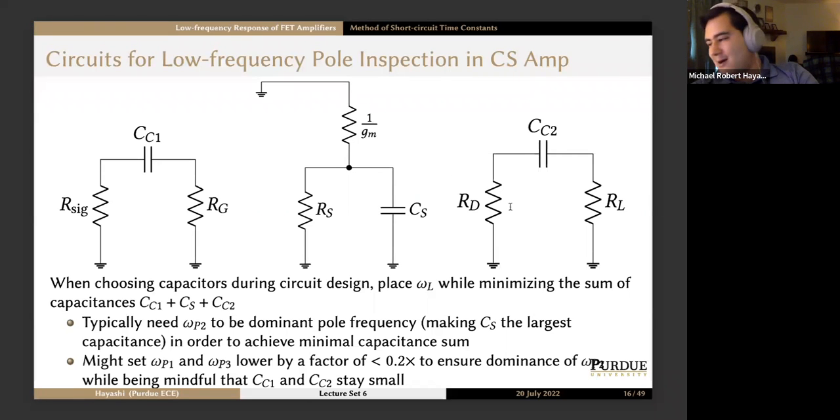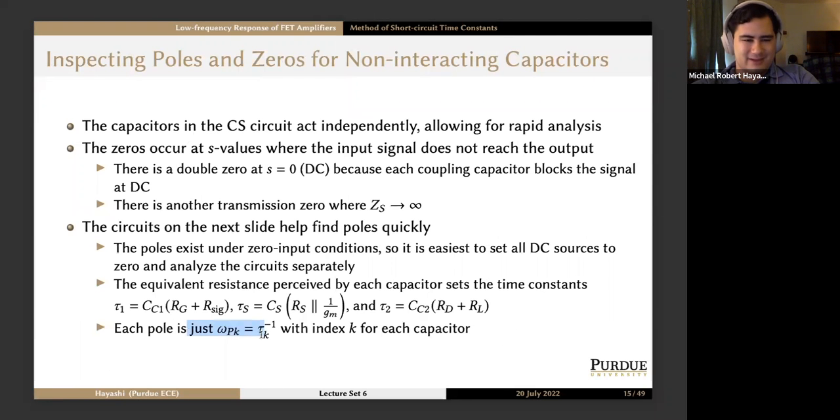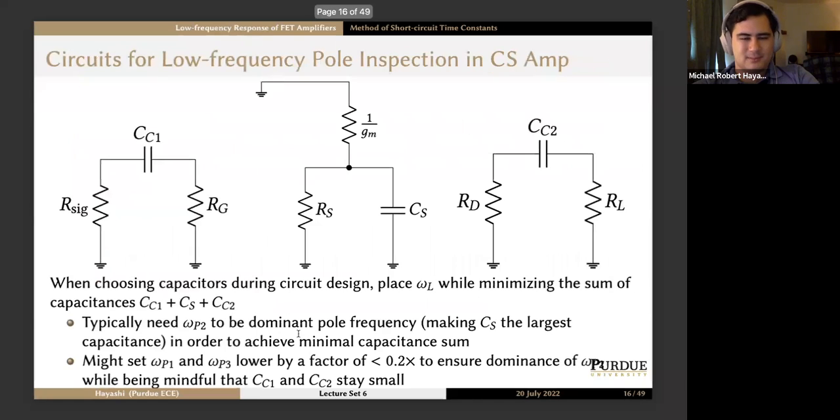And then lastly, tau2, the time constant associated with this capacitor, is CC2 times RD plus RL, because RD and RL appear in series with this capacitor. And then each pole is just omega sub pk equal to 1 over the time constant, so 1 over tau k, with index k denoting each capacitor. So that's exactly what we have written here on slide 15.